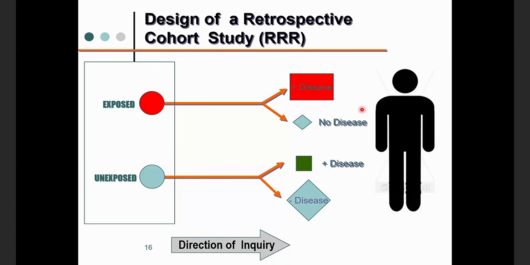Of course, the advantage of retrospective is that you can overcome your time and your cost. But there's a disadvantage if you use retrospective. Since the disease happened already, you cannot measure incidence. You remember incidence is new cases, right? This one has happened already, so you cannot measure incidence, and automatically you cannot measure relative risk.